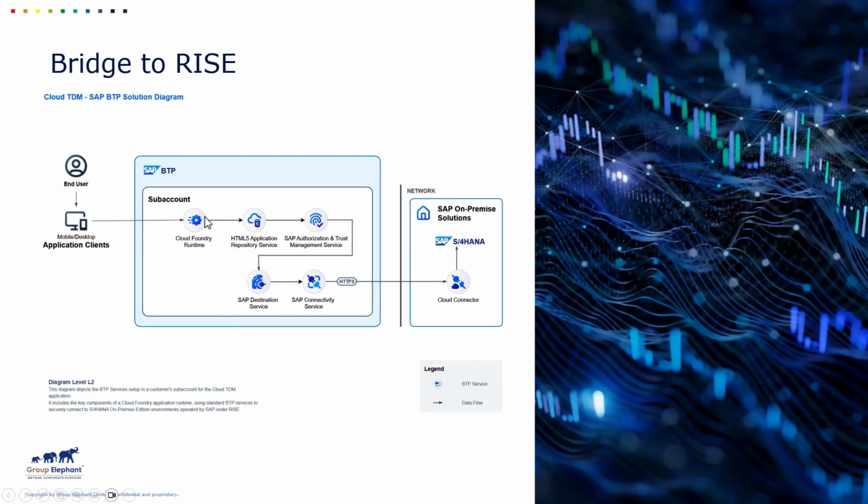In terms of the layout and the topology of this, the Cloud TDM is a BTP app which is running in Cloud Foundry and uses some SAP services within BTP. So the authorization, trust management service, that's how we're logging on into Cloud TDM. And then it's using the SAP destination service and the connectivity service to reach the S/4HANA system, whether that's on-premise or in hyperscaler as part of RISE. And that's where it's actually executing the transfer of data.